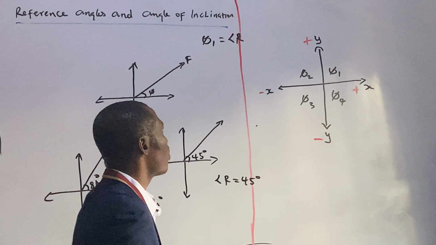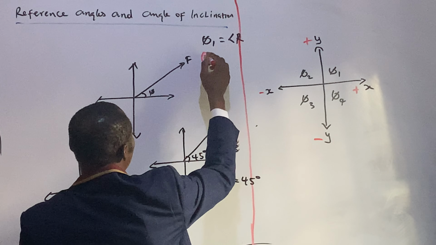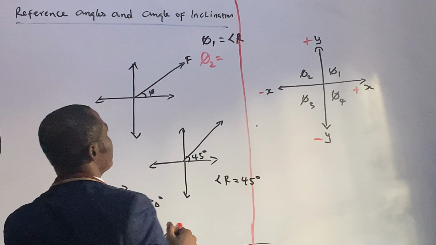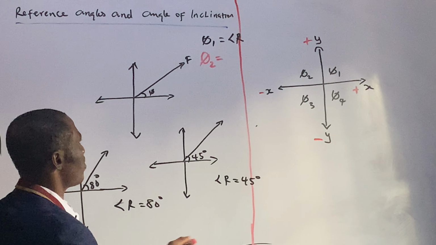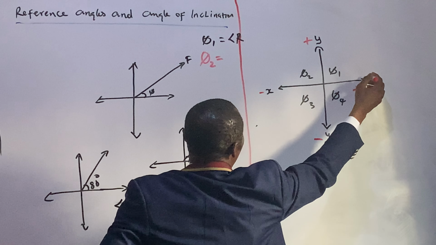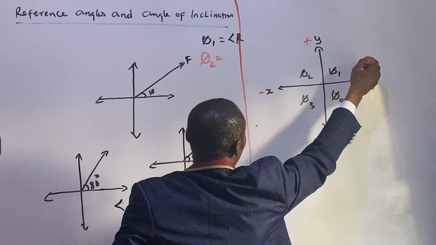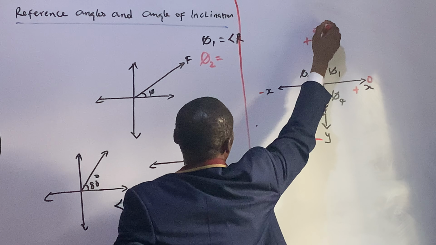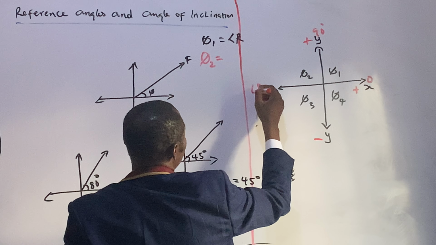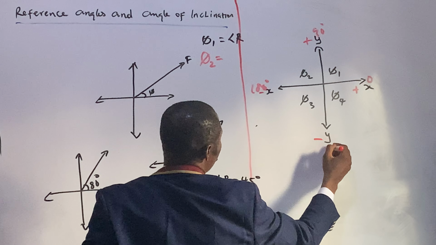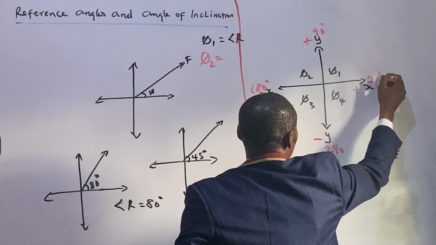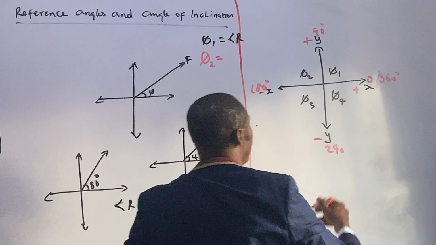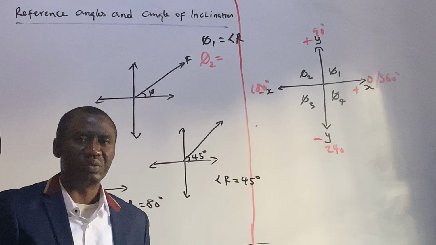And let's go to the second quadrant. Now, if you go from here, this is 0 degrees. When you get here, you have 90 degrees. From here is 180. From here is 270. And then here can also be called 360 degrees, making a complete cycle.